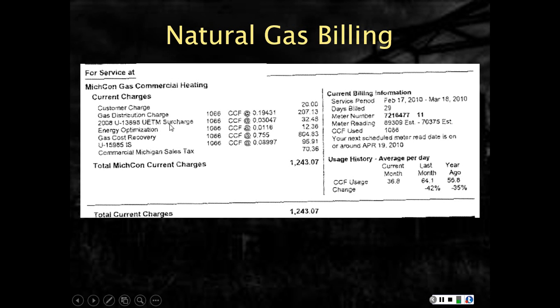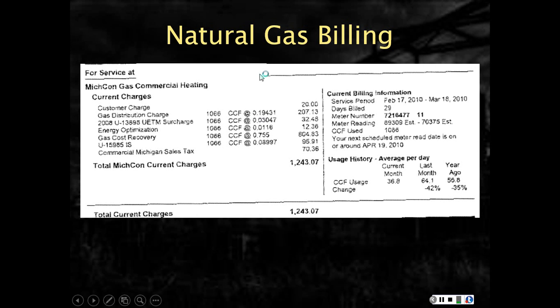We also have a number of surcharges. We have a gas cost recovery factor, and we have sales tax. So gas is very, very similar to electrical, except that there's not the complexity of two different things that we have to pay for, such as demand versus consumption. In this case, it's simply a product. So again, we have customer charges, we have the charge for the gas, and then we have a number of surcharges, and we have sales tax.